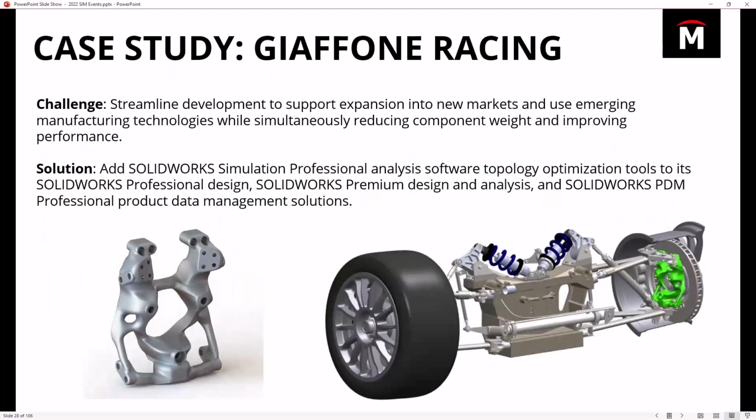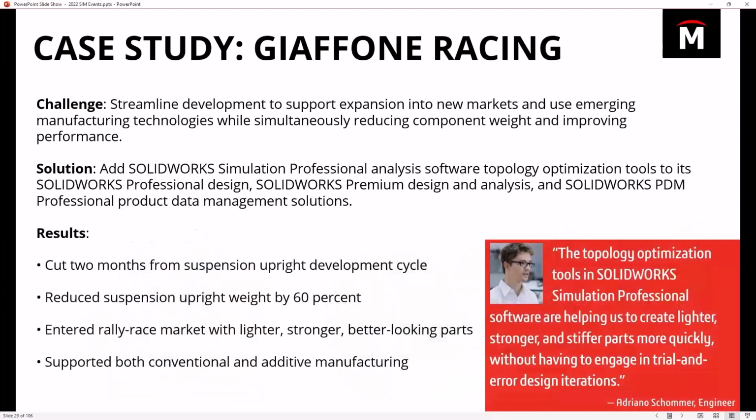And that's actually what GIAFFONE Racing ended up using on a second component when they came up for this. The first one, the steering knuckle, was pretty cool. The next one they actually did end up casting. They took the results straight out of topology optimization. And they were able to do this by adding Simulation Professional. They also added SOLIDWORKS PDM for their data management solution. And they ended up cutting 2 months from their development cycle, reducing their upright weight by 60%.